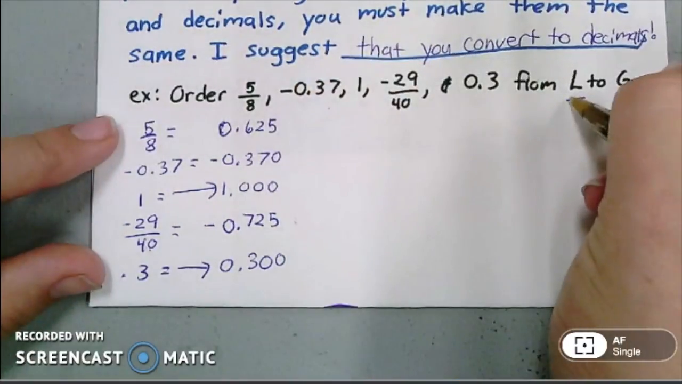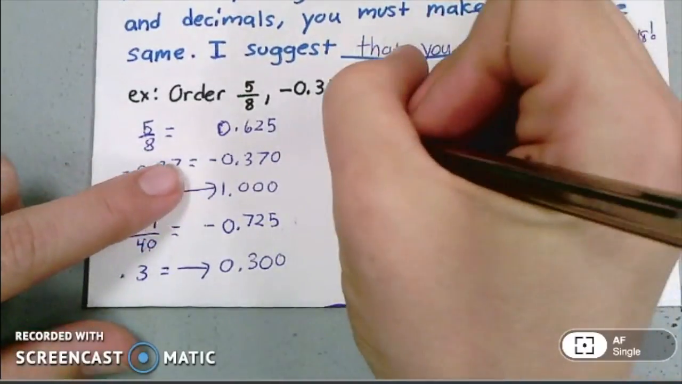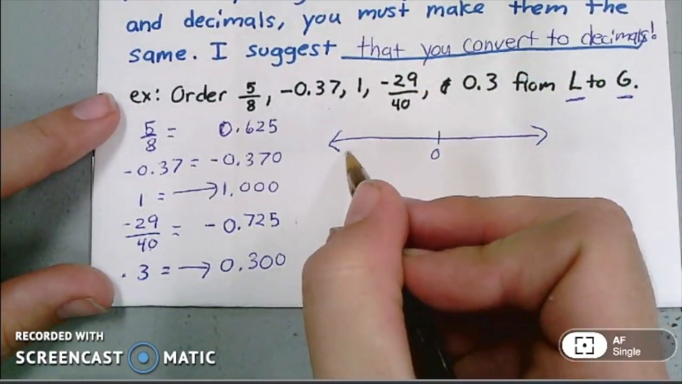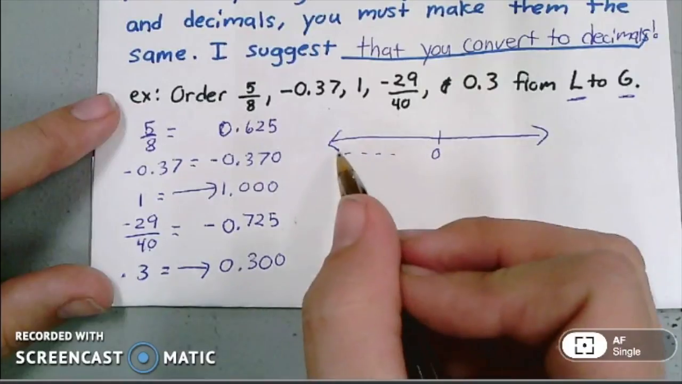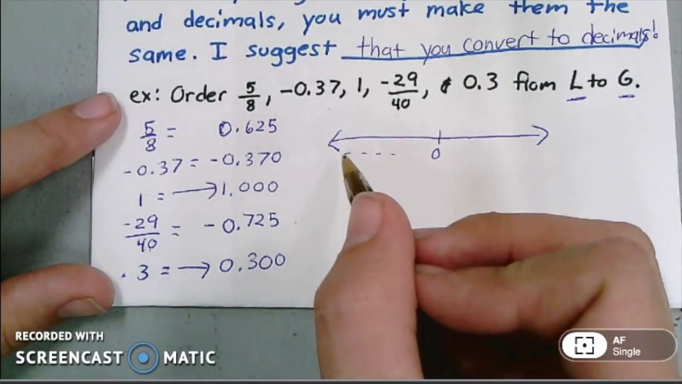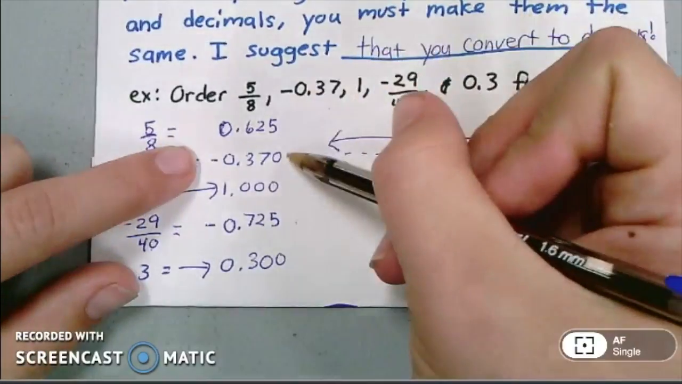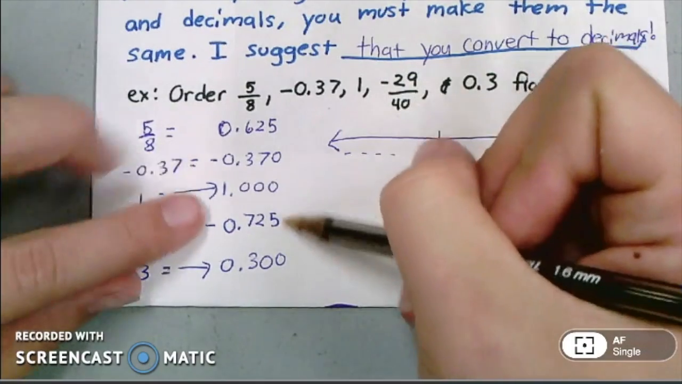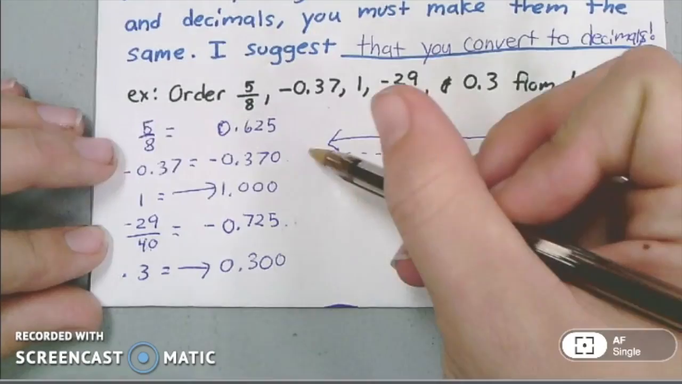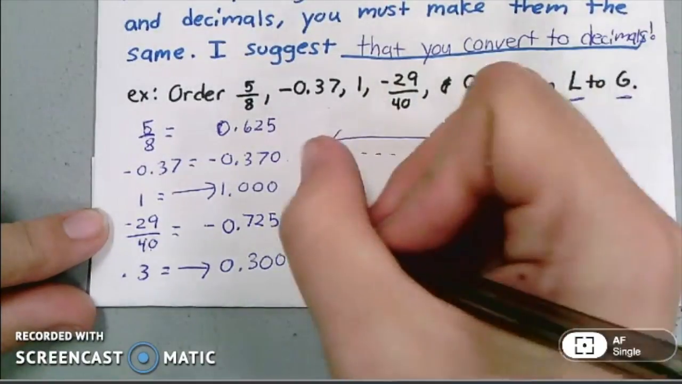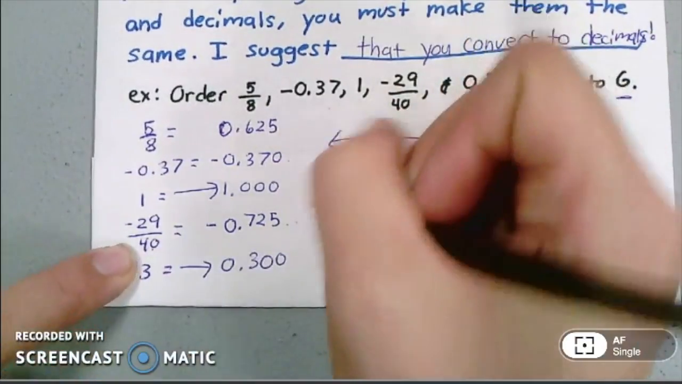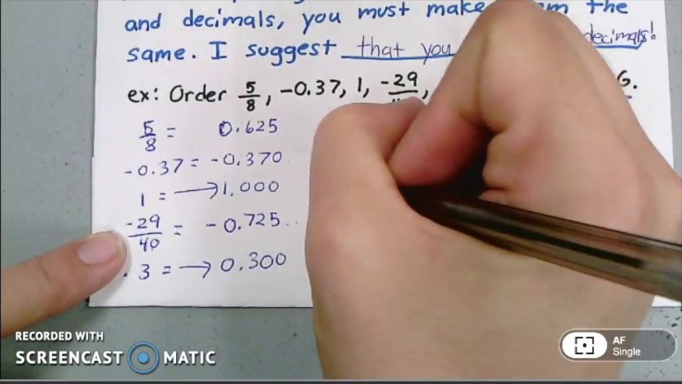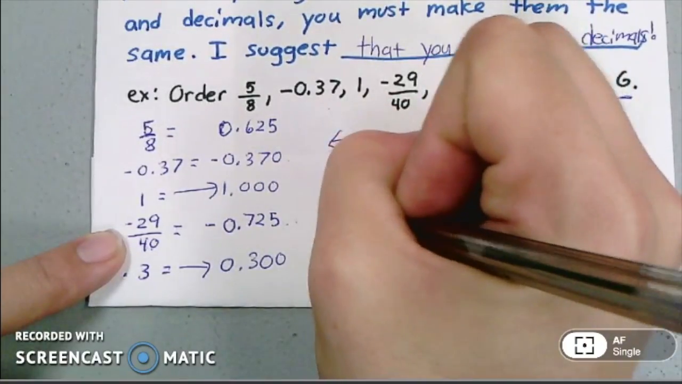It wants least first. So I'm going to look for the smallest number. If I picture my number line, I always want to start all the way over here. What are these numbers? They're negative. So my biggest negative number is going to be the smallest. So here's my negatives. I've got 0.370 and 0.725. Which of those numbers is bigger? Out of my two negative numbers, 725 is my biggest number. So I'm going to start with that, but I'm going to write it as the problem gave it to me. So my smallest one is negative 29 over 40.